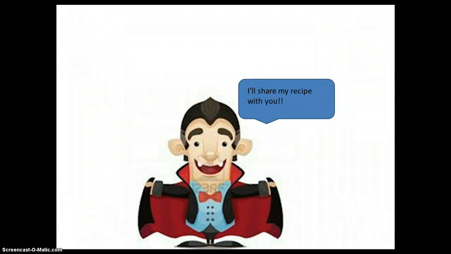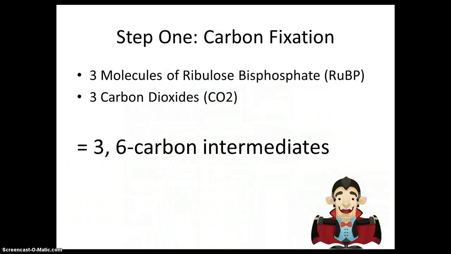Because Calvin is so nice, he has decided to share his recipe for making the G3P ingredient with you. To begin, you must first fix the carbon dioxide that comes from the atmosphere. To do this, you take 3 molecules of ribulose bisphosphate, also known as RUBP, and mix it with 3 carbon dioxides. This gives you 3 6-carbon intermediates.